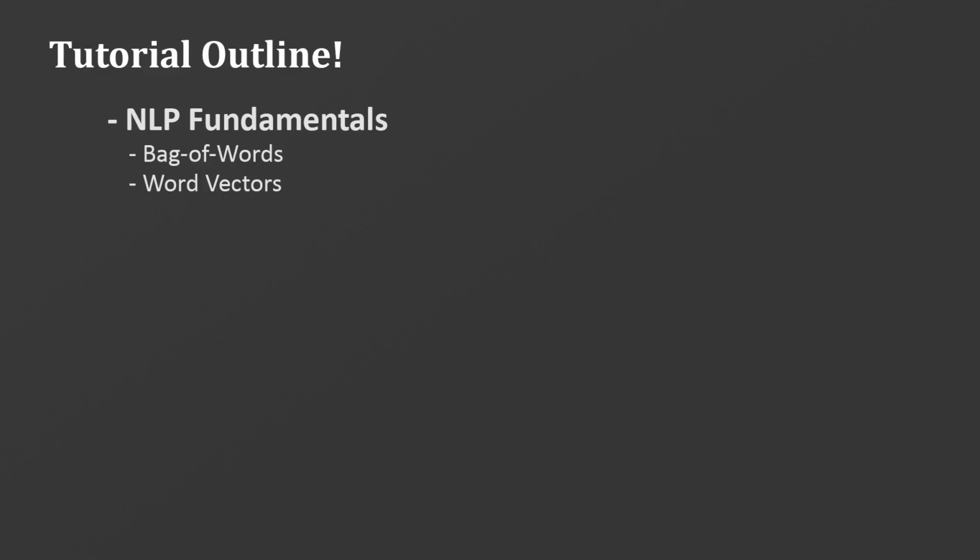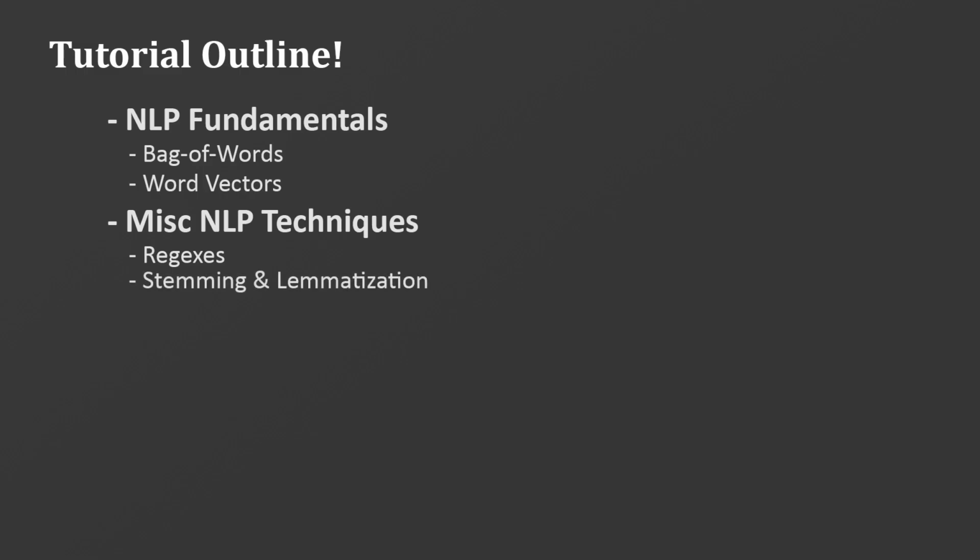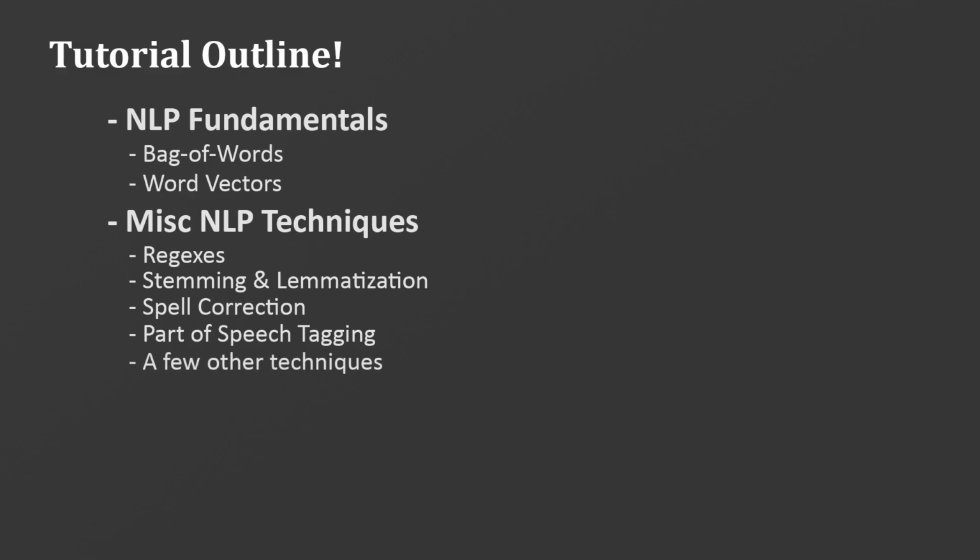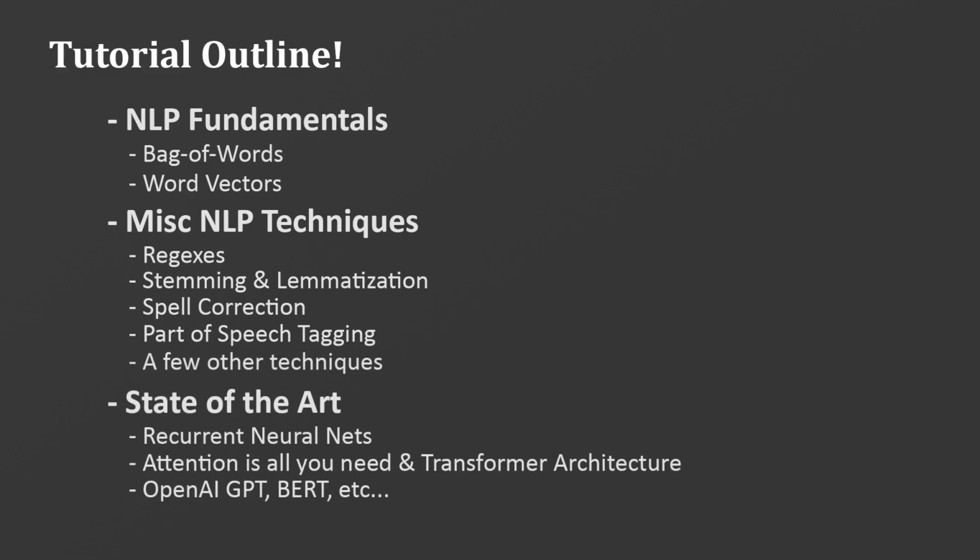After we go through the NLP fundamentals, we're going to go through all sorts of different miscellaneous NLP techniques. So we'll go through regexes, basically pattern matching in Python. We'll go through stemming and lemmatization. We'll go through some basic spell correction, some basic part of speech tagging, and we'll finish this tutorial off by giving a high-level introduction to the state-of-the-art models that I mentioned. So this OpenAI GPT-2 model, and more generally, what are called transformer architectures. Another big name one is BERT. So we'll introduce and see how those came about, and I'll show you how you can use Python code to play around with those and build even more powerful models.